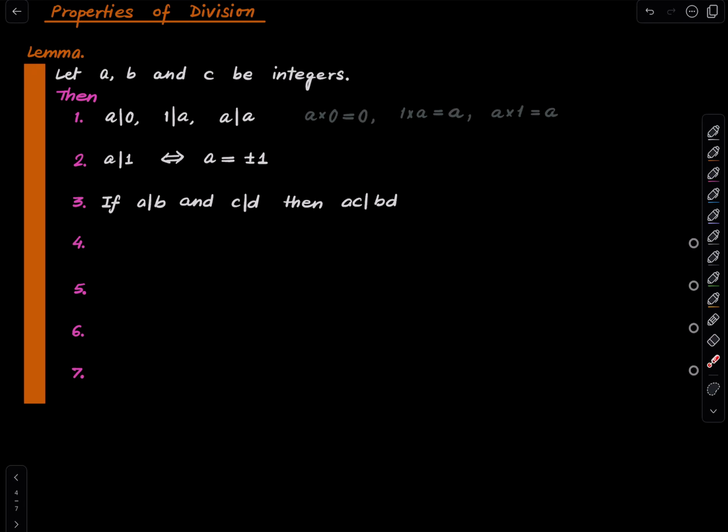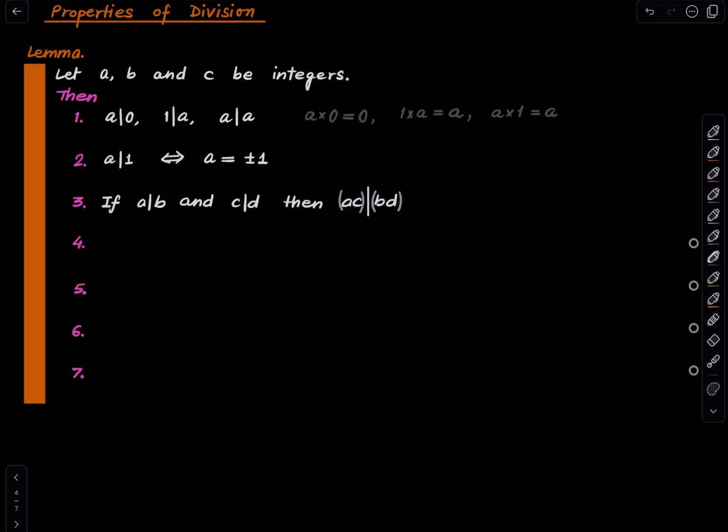Okay, another one. Suppose A divides B and C divides D. Then we want to say that AC, the product of A and C, divides BD. Perhaps it is better to put a bracket here, just so that there is no confusion. Right. So why is this true?